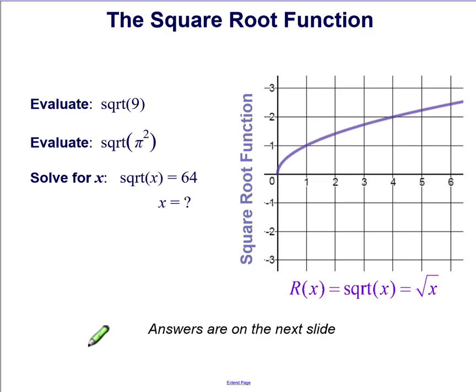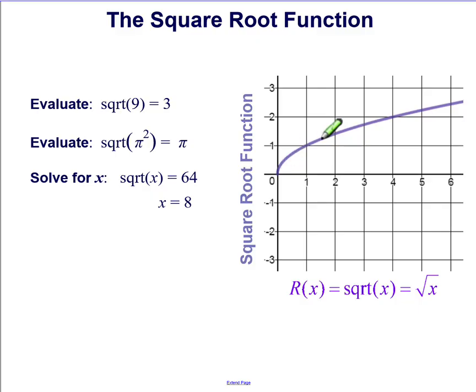Let's evaluate the square root function with specific numbers. So here we're going to evaluate the square root of 9. Here we will evaluate the square root of pi squared. And this one we're going to solve for x. So knowing that the square root of a number is 64, what was the original number?